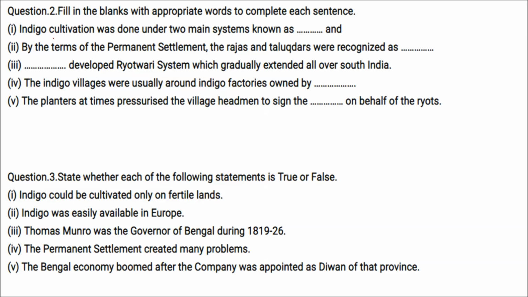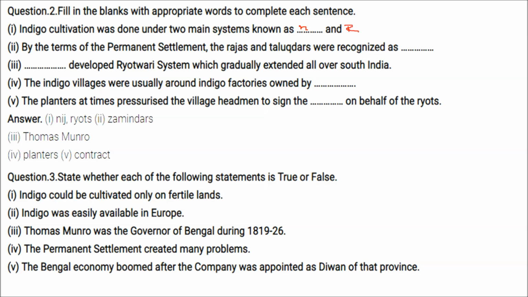Fill in the blanks. Indigo cultivation was done under the two main systems known as Nij and ryoti. By the terms of the Permanent Settlement, the Rajas and Talukdars were recognized as Zamindars. Thomas Munro developed the Ryotwari system which gradually extended all over South India. The indigo villages were usually around indigo factories owned by the planters. The planters at times pressurized the village headmen to sign the contract on behalf of the ryots.